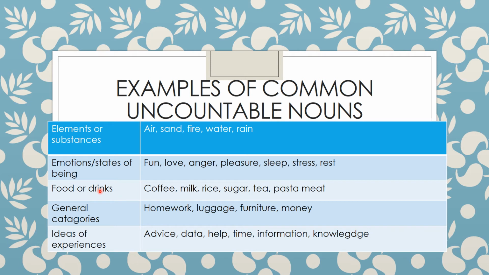For food or drinks, they are usually uncountable nouns, such as coffee, milk, rice, sugar, tea, pasta, meat. While animals like cows, pigs, chicken, lambs, and fish are all countable, the meat of these animals, that is, beef, pork, chicken, lamb, and fish, is uncountable. Some general categories, like homework, luggage, furniture, money, stationery, and music, are also common uncountable nouns. Some ideas or experiences which are hard to quantify are also uncountable nouns. Some common examples are advice, data, help, time, information, knowledge, and news.